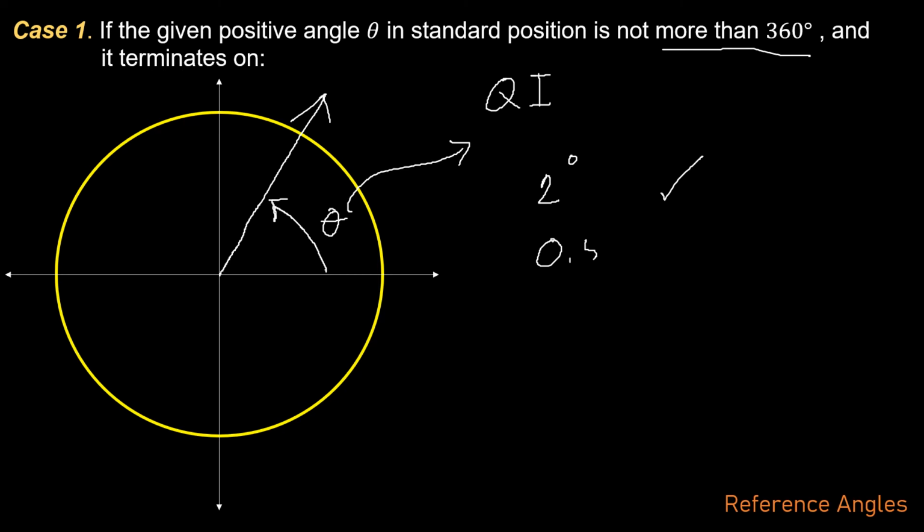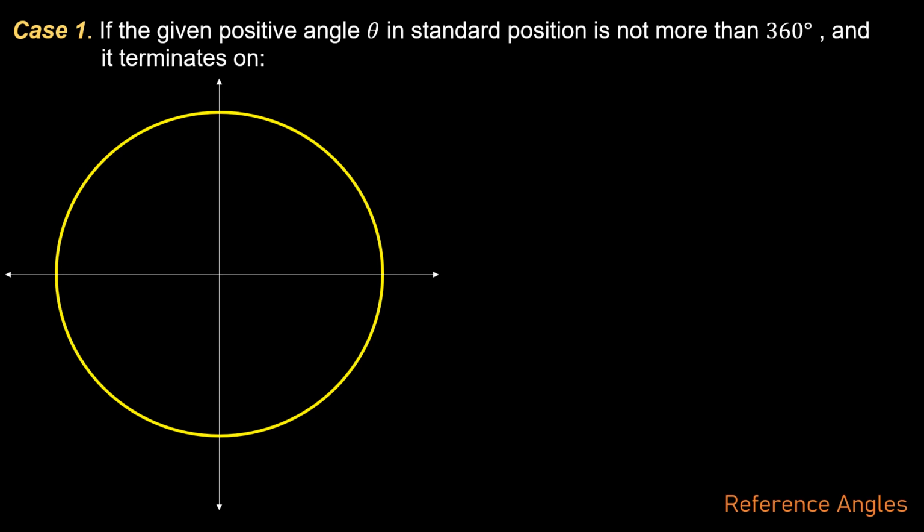You can also have 0.5 degrees, which is also a reference angle. If you have 63 degrees, then that's also a reference angle, because these are acute angle measurements, and they are understood to be the reference angles. So what about if it terminates on quadrant 2?